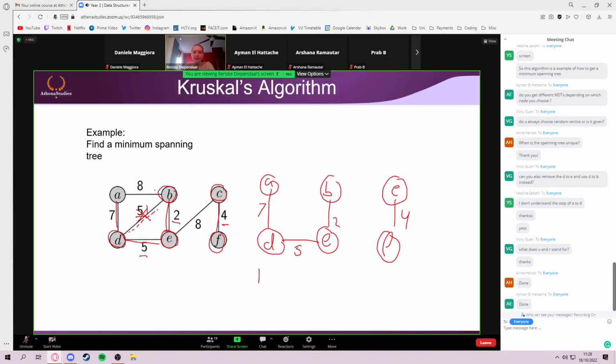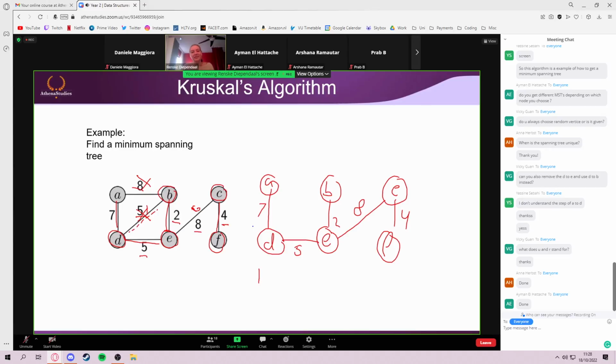And then we move on to the next. So we have 8 and 8. This one would create a cycle, so we don't pick this one. So then we have this 8 over here. And then we should have the minimum spanning tree. So this is how Kruskal's algorithm works.